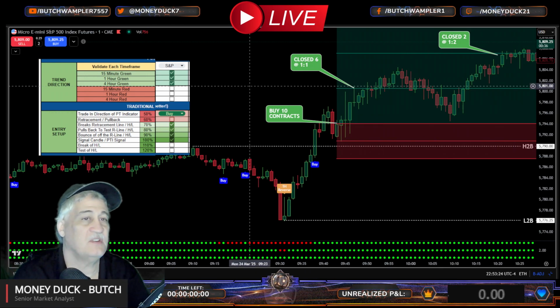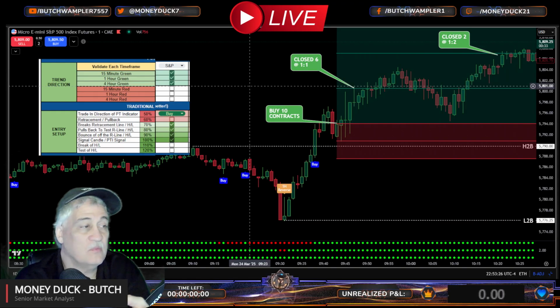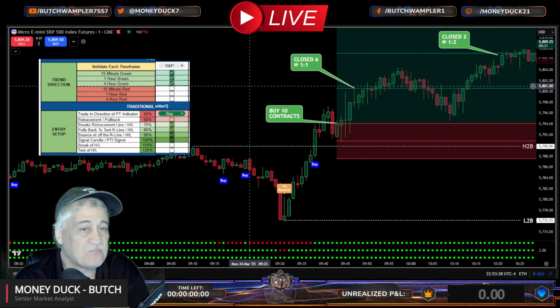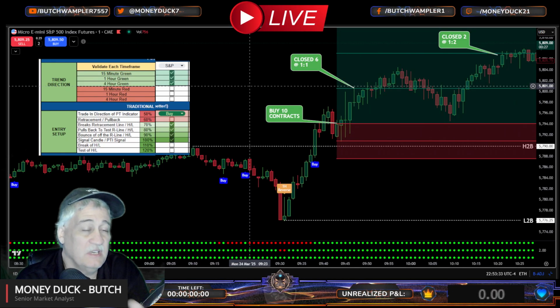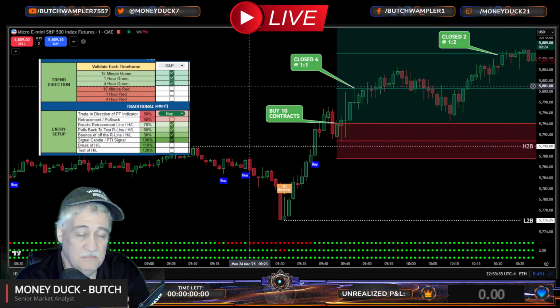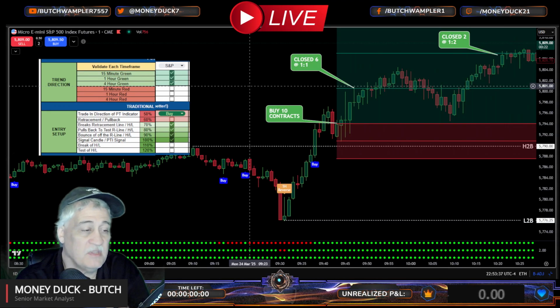All right, so here's the trade on S&P today. I'll go back over it in replay mode. Here's the trend criteria for it, and we're looking at two things. One, we're looking at the power trader indicator, which is on the bottom of the chart.